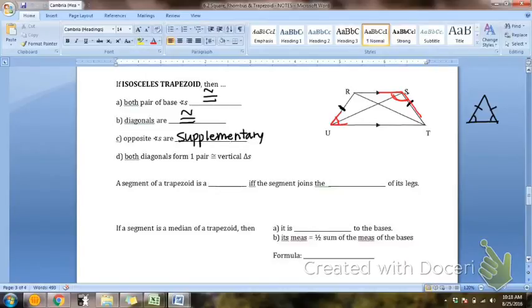And both diagonals form one pair of congruent vertical triangles. So this triangle and this triangle are exactly the same, because we have vertical angles here. We know that those two triangles are the same.